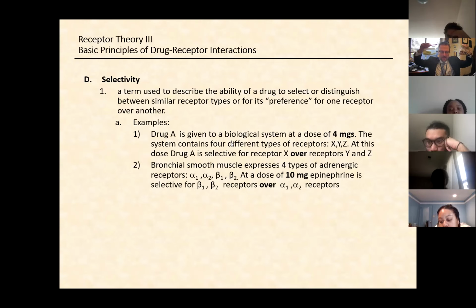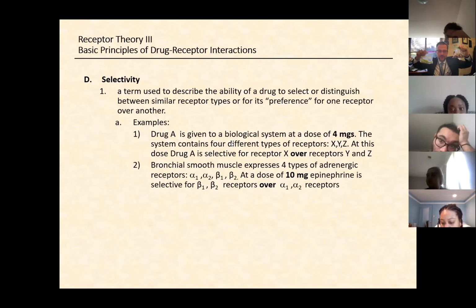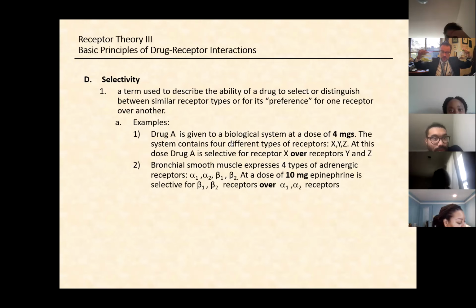I can tell the difference between this celery and this bag of peanuts and raisins because they have different physical characteristics, different colors and shapes, right? So I can select between these 2. And if I were to select one of these as my favorite snack, it's not going to be the celery, right? It's going to be the peanuts and raisins. All right, so I've got 2 different receptors here. I can tell the difference between the 2. And I have a preference for this one over this one. Does that make sense?